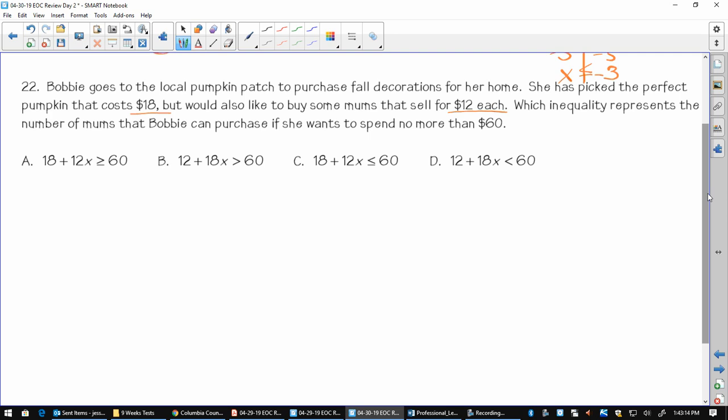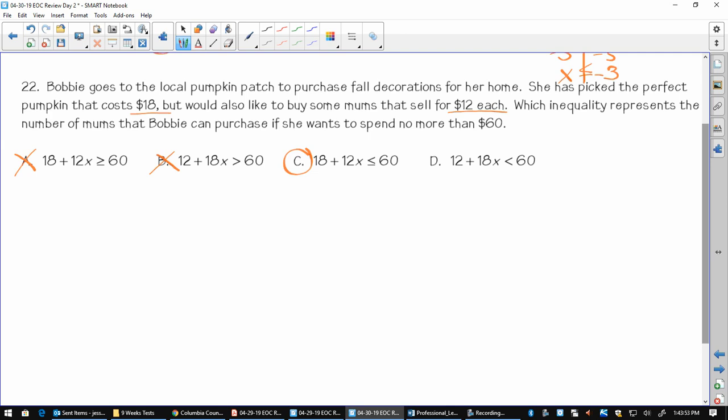So I first can look at this and just say, okay, anything that's saying she's spending more than $60 doesn't make sense. So A is greater than or equal to. That's saying she would spend more than or equal to $60. That doesn't match. B is saying she's just spending more than $60. So C or D both have the less than. One has less than or equal to, one just has less than. So if she can spend no more than $60, then that means she can spend less than $60, she can spend equal to $60. So that alone tells me my answer has to be C, because D is saying she can only spend less than.